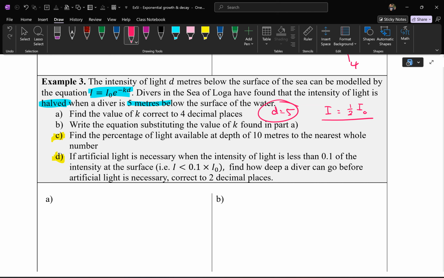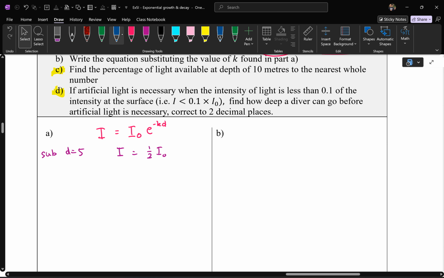Well, what is it halving? It's halving what you started off with. So whatever you started off with is halved. So that's going to be the first key thing. Then the first part of the question, if your formula is I equals I naught e to the negative kD, well then when D equals 5, I has to equal half of I naught. So if I do that, this is what I'm going to get in my next line.